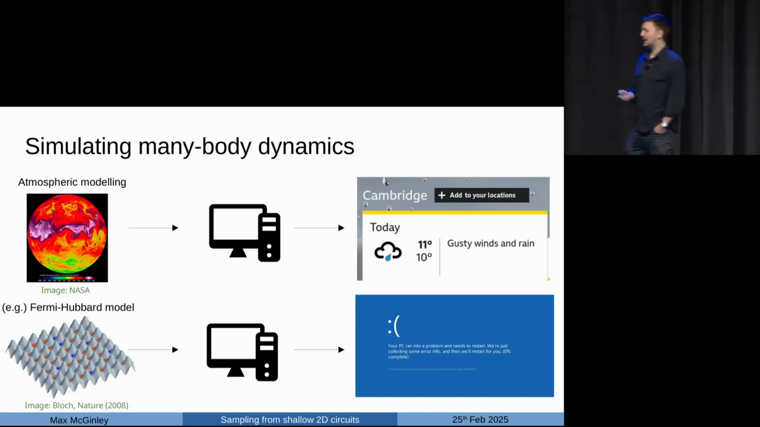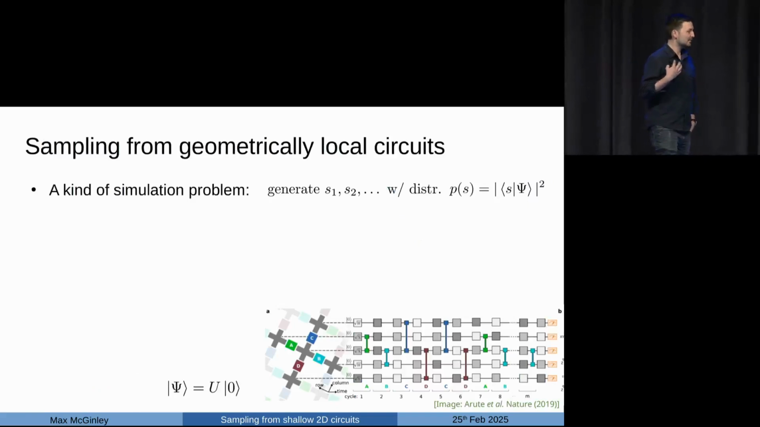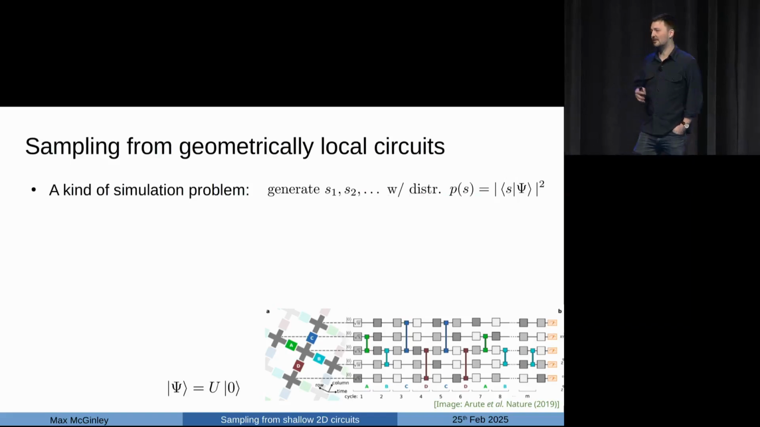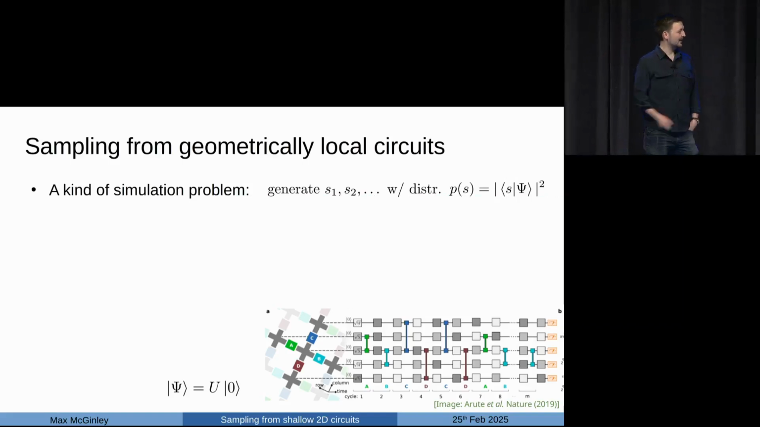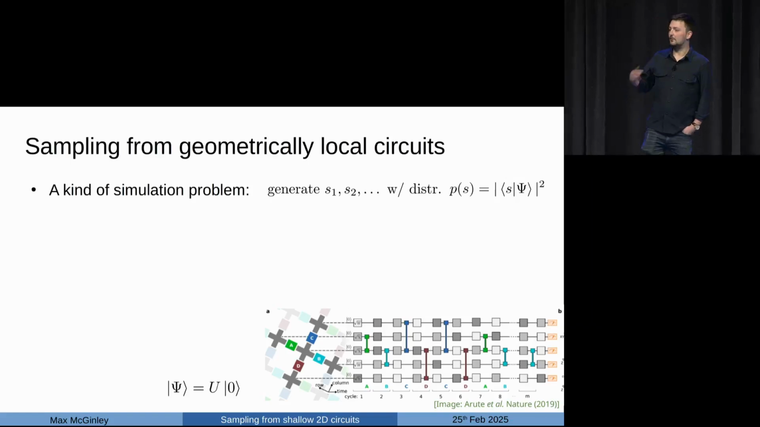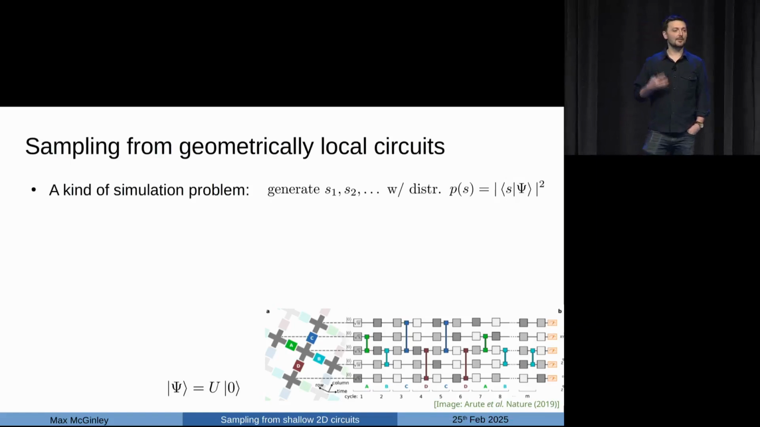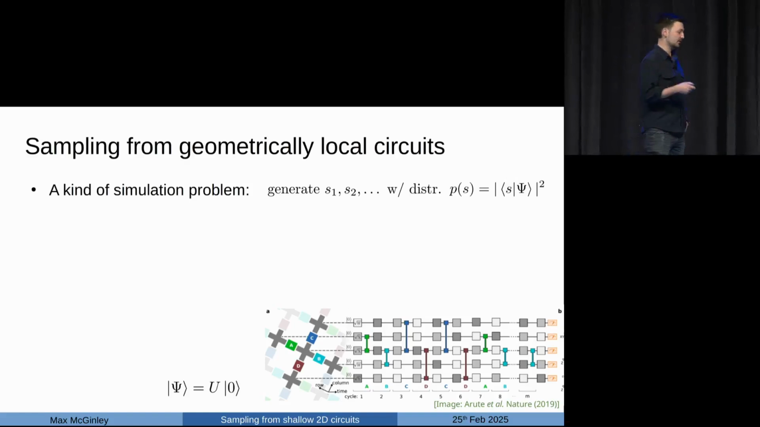OK, so I'm going to talk about a problem that is circuit sampling. And in a way, I kind of think of this as a form of simulation problem, in that we have some kind of circuit, for example, in the bottom right here, which is some form of many-body dynamics. And we want to somehow mimic that physical process. In particular, we want to generate bit string outcomes with probabilities given according to the Born probabilities that the laws of physics give us.